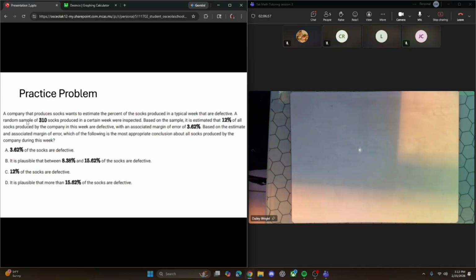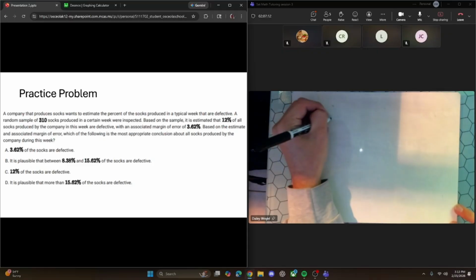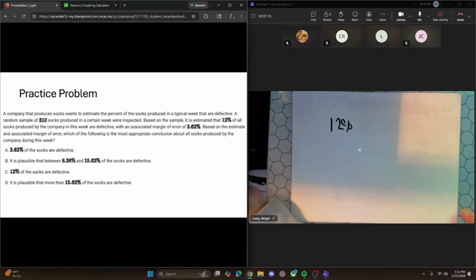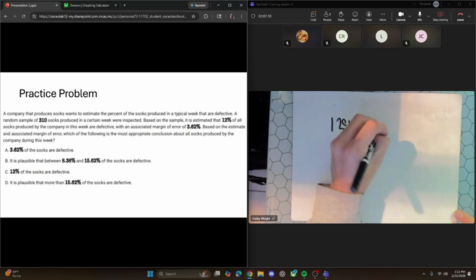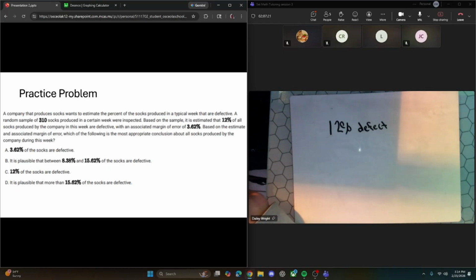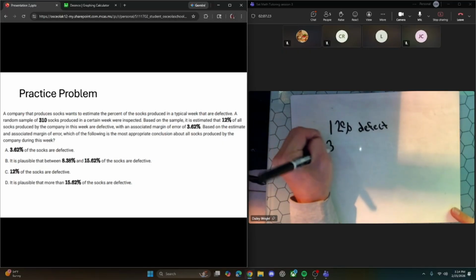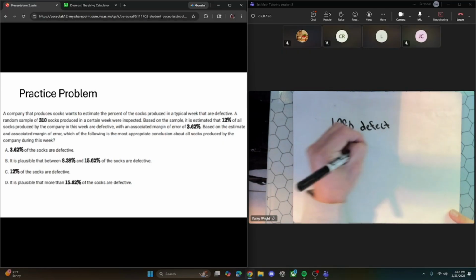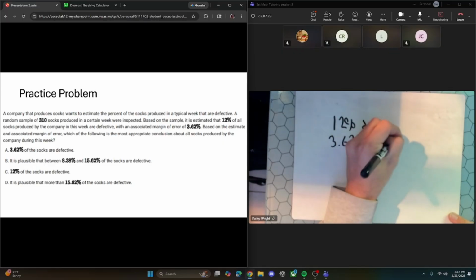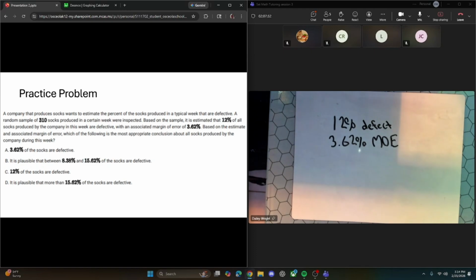Practice problem. A company that produces socks wants to estimate the percent of the socks produced in a typical week that are defective. A random sample of 310 socks produced in a week are inspected. Based on this sample, it is estimated that 12% are defective, with an associated margin of error of 3.62%. Based on the estimate and associated margin of error, which of the following is the most appropriate conclusion about the socks?